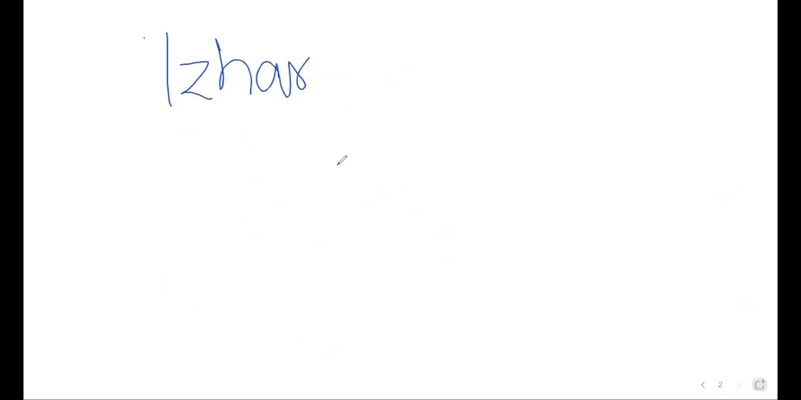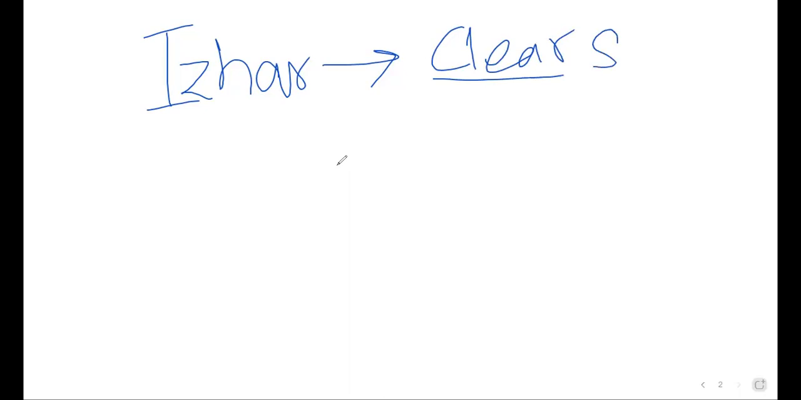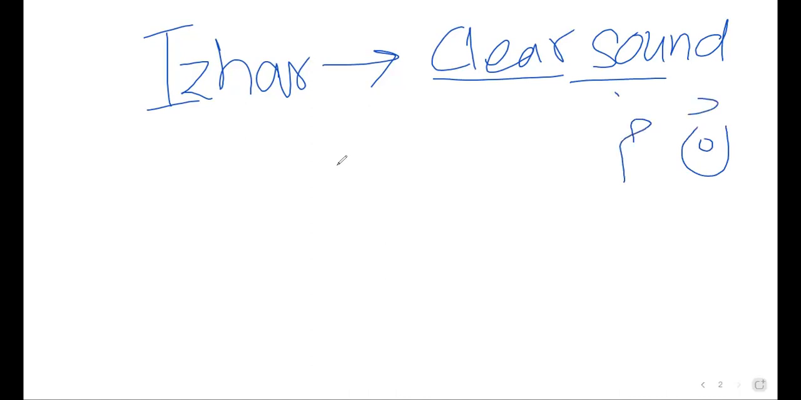Izhar is an Arabic word. In English it means to make very clear. So it's going to be a clear sound, for the noon sukoon, or the meme sukoon, or the tanween. Sometimes we are going to say this noon sound, this meme sound, or these double harakas in the Quran with clear sounds. When we pronounce them with clear sounds, we say that we have done izhar. Is it clear? Perfect.